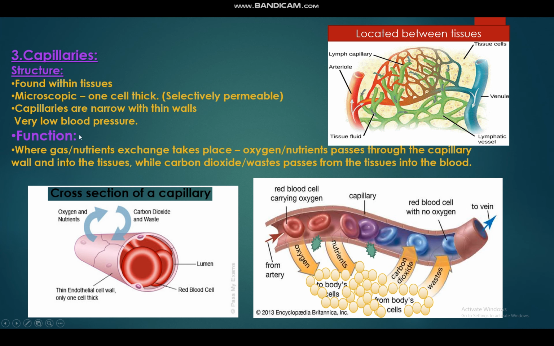So in the capillary, the gas exchange and nutrient exchange take place. The oxygen and the nutrients pass through the capillary wall and into the tissues, while carbon dioxide and waste pass from the tissues into the blood. So you see the location, it is always present within the tissues.